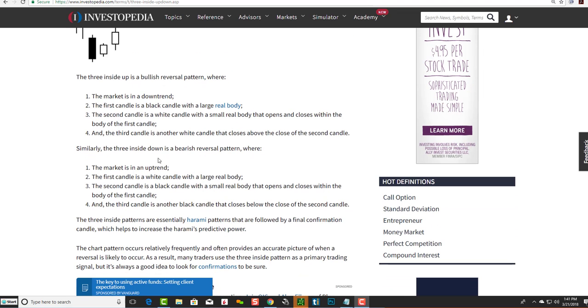So right here it says the 3 inside down is a bearish reversal pattern where the market is in an uptrend. The first candle is a white or green candle with a large real body. The second candle is a black candle with a small real body that opens and closes within the body of the first candle. And the third candle is a black or red candle that closes below the close of the second candle. So let's take a look at some examples.